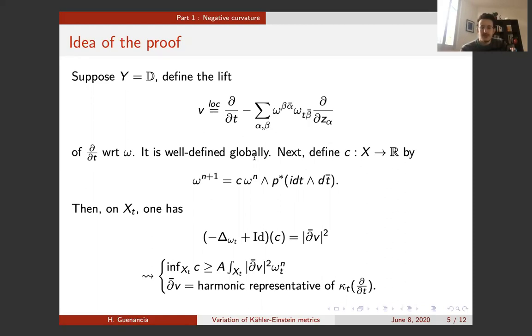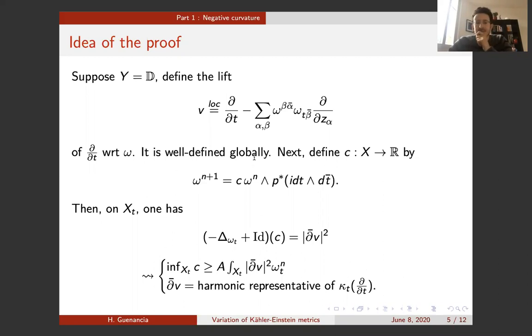And why is this great? Well, because if the metric is not semi-positive, is not positive somewhere on the fiber X_t, it means that C reaches the value 0, and in particular the L2 norm of d bar V is 0, meaning that d bar V is 0, okay? And d bar V is actually a representative of the image of Kodaira-Spencer on that fiber of d over dt, and so that tells you that Kodaira-Spencer is not injective. Okay, so that concludes the idea of the proof, okay?